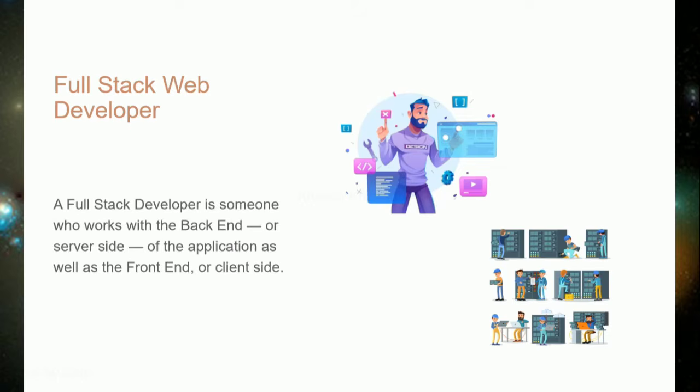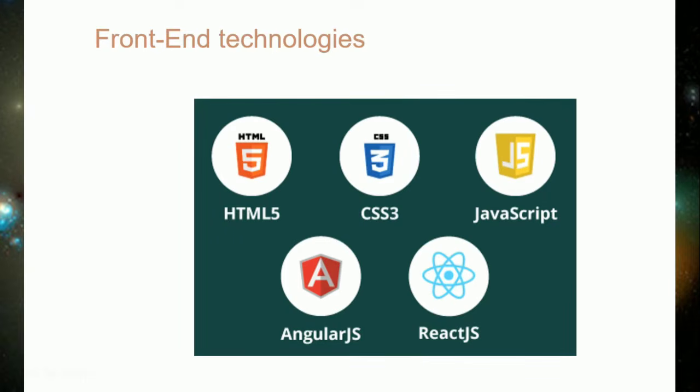You should always have regular updates on that one: what technologies have been introduced, what regular updates you are having. Everything you should keep note of. If you want to become a full stack web developer, then you should be working on both front end and back end technologies. Now some of the front end technologies are: we have HTML.